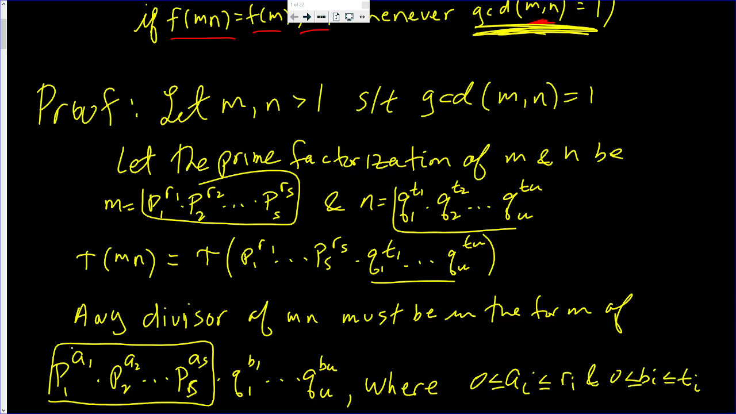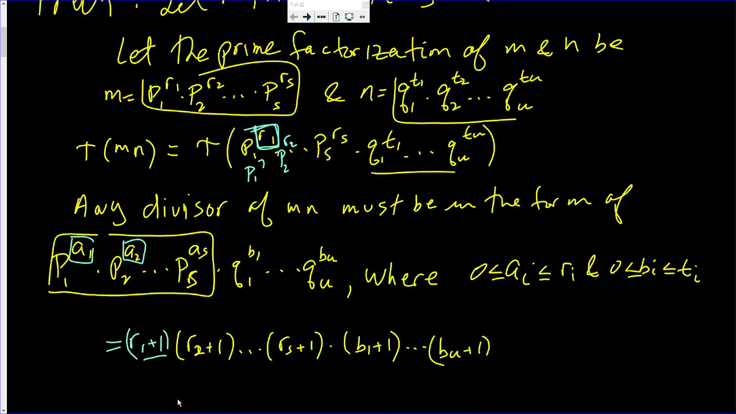That is, these powers have to be an integer, can be 0 all the way up to r sub 1. It can't be more than r1, because if this was p1 to the 7, how can a divisor have p1 to the 8 in it? Okay, so each of these powers, a sub 2, is less than or equal to r sub 2. It's between 0 and r sub 2.